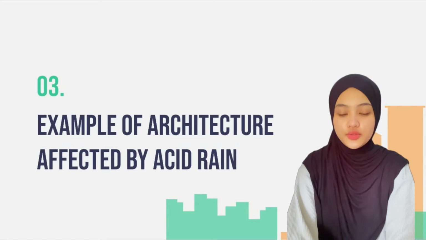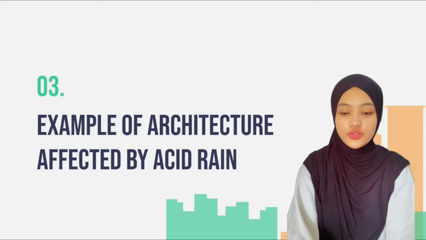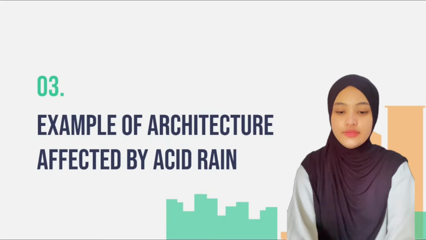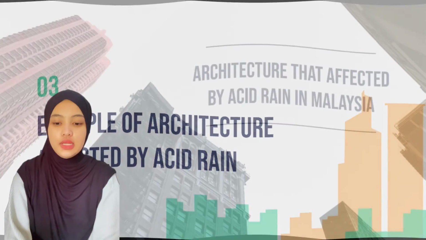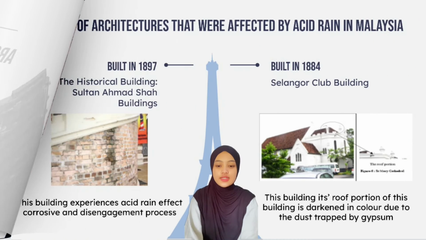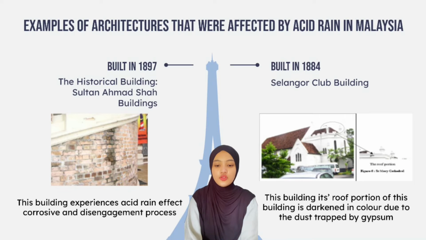Hi, my name is Nurul Rafiah Asri and I would like to proceed with the examples of architecture that got affected by the acid rain. So, I will explain about the examples of architecture that were affected by the acid rain in Malaysia. So, the first example is a building that was built in 1897, which is the historical Sultan Abdul Samad Building. This building experienced acid rain effects that gave a corrosive effect and a disengagement process.